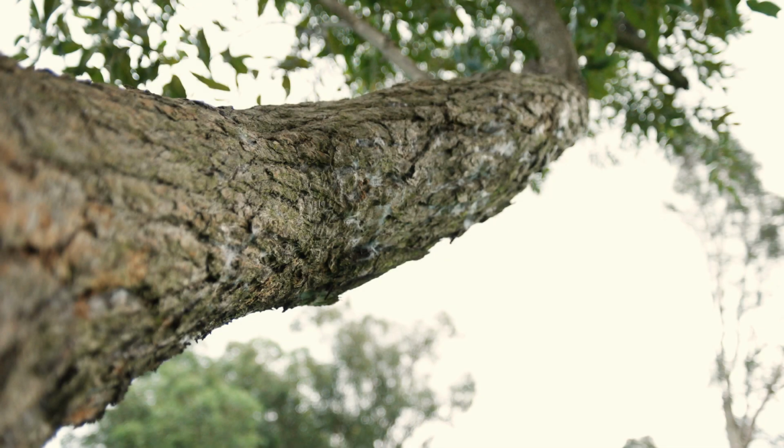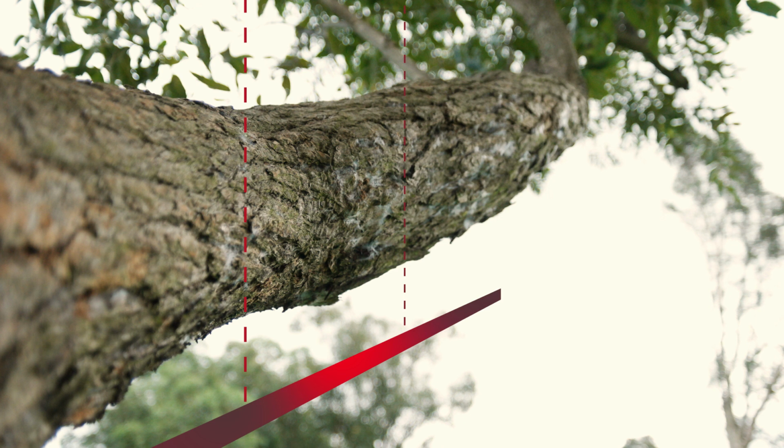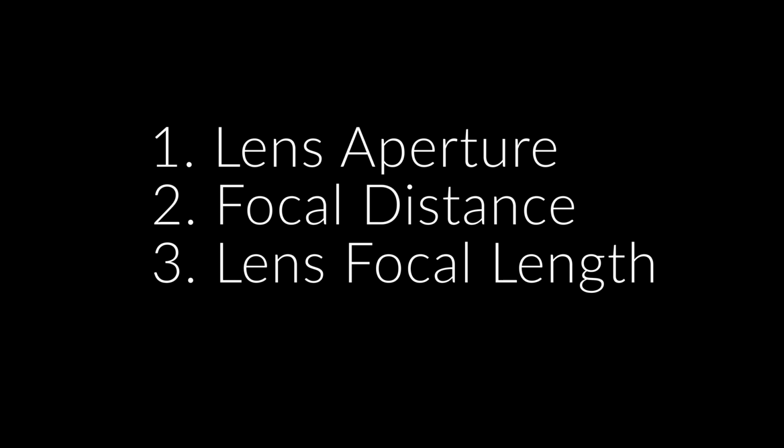Depth of field refers to the distance between the nearest and furthest areas in a shot that appear sharp. There are 3 factors that affect depth of field: the lens aperture, the distance the subject is from the lens, and the focal length of the lens. The aperture is the opening in a lens that lets light through to the sensor.